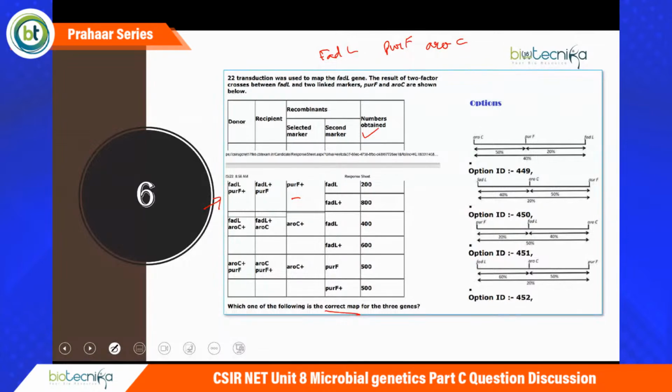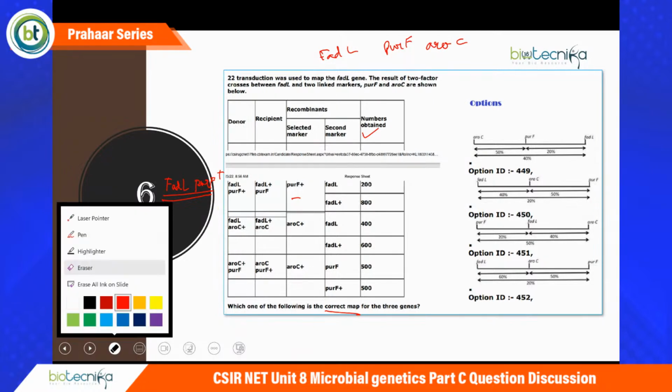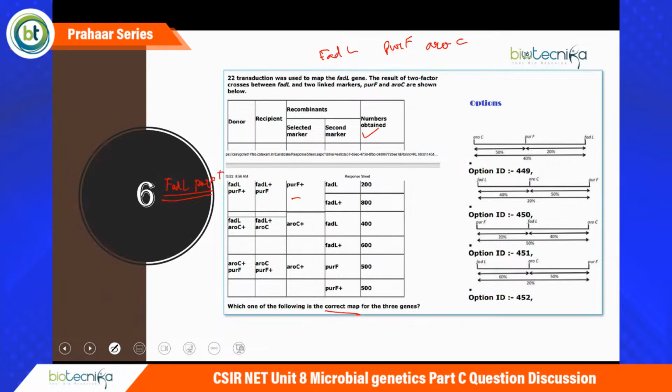All right, see, what is the donor's genotype given here? Let's write it down: FADL and per F plus. What is the recipient's genotype given? I'm writing it like this to make sure that both of them are on different chromosomes. Those two horizontal lines show different chromosomes. So here it will be FADL plus and per F. Which one is the donor? This one is the donor, and the one below is the recipient.